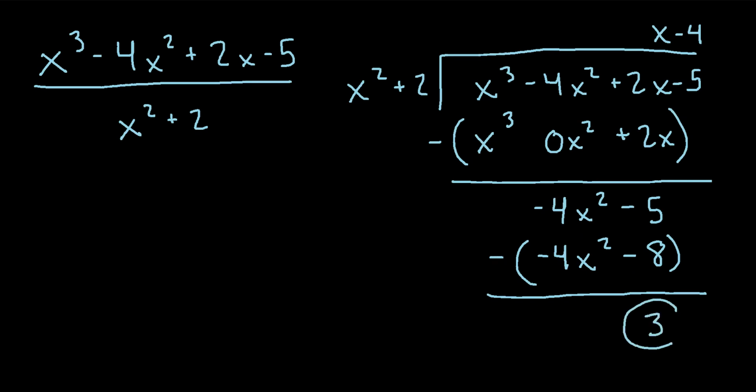So because this now has a degree that is less than the divisor, that means we're done. So this 3 is just our remainder. So we can write plus 3, and remember we write that over top of the divisor. So x squared plus 2.